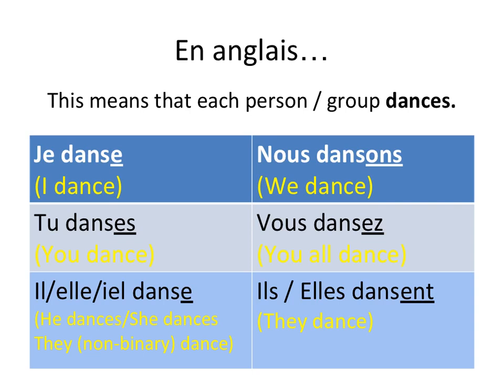En anglais, this means that each person or each group of people dances. Je danse, I dance. Tu danses, you dance. Il danse, he dances. Elle danse, she dances. Iel danse, they, as a non-binary singular person, dance. Nous dansons, we dance. Vous dansez, y'all dance. Ils dansent, they dance, with at least one male identifying person. Elles dansent, they dance, all a group of girls.